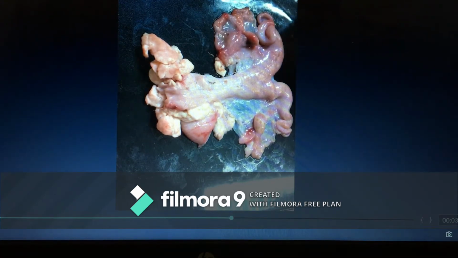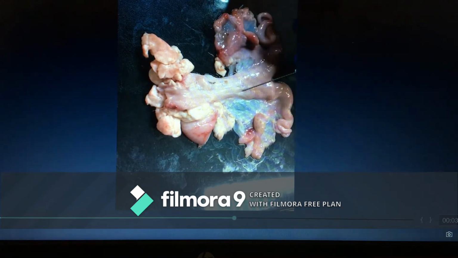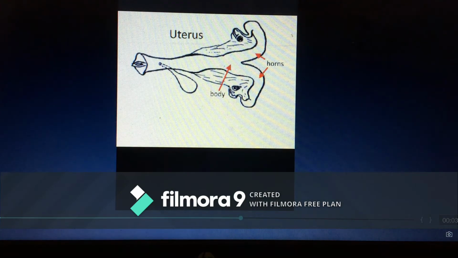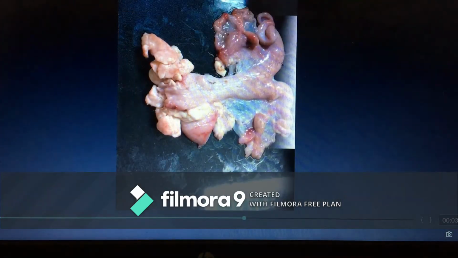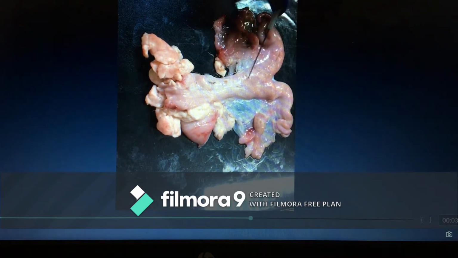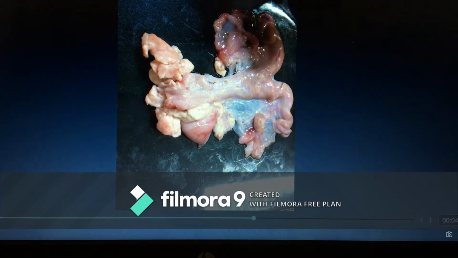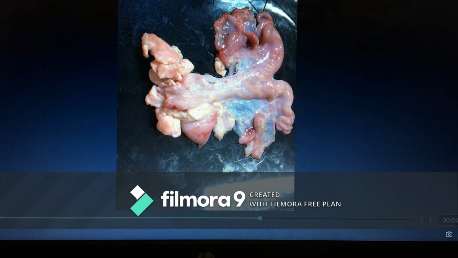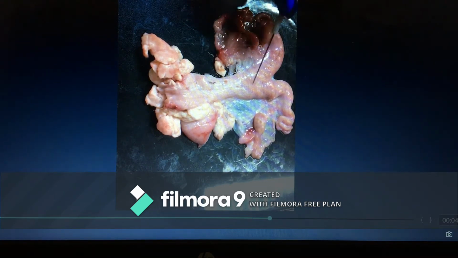Next part of the female reproductive tract is the uterus. So the uterus is divided into a body and two uterine horns. Goat uterus is of bipartite type, having a body and a septum that separates the two horns.